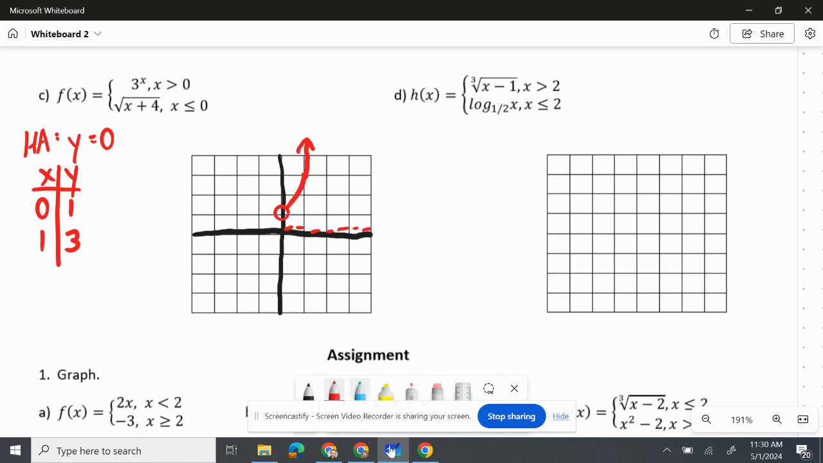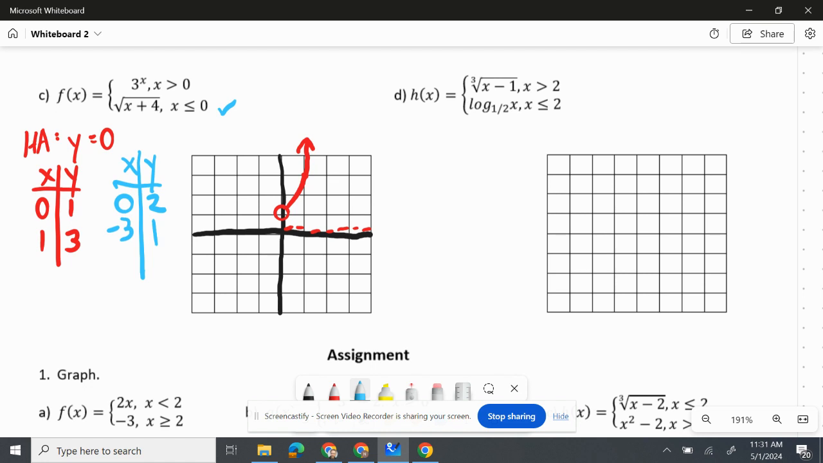Now for the next one, it's a square root. So what I'm going to do is start with 0, and that gives me 4. 0 plus 4 is 4. Square root of 4 is 2. Now, I'm not going to pick -1 because that gives me a 3, and I don't know the square root of 3. I'm not going to pick -2. -2 plus 4 is 2, and I don't know the square root of 2. But I am going to pick -3. -3 plus 4 is 1.